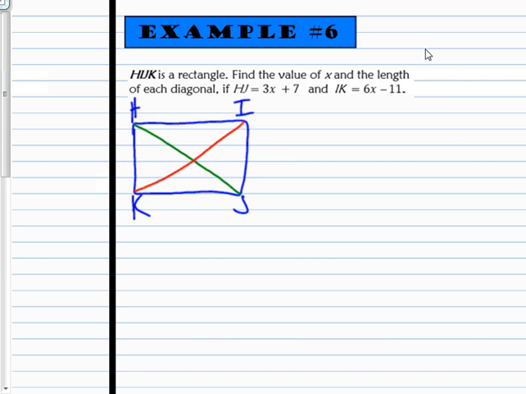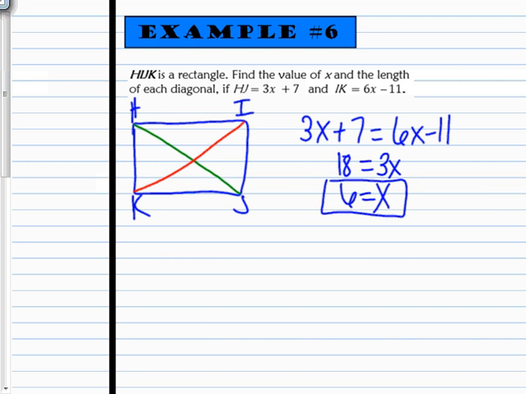What do we know about the diagonals of rectangles? They are congruent to each other. That's right at the beginning of your notes, the second bullet point under rectangle. So set this problem up to be congruent to each other. 3x plus 7 equals 6x minus 11. Please go ahead and solve for x. Pause the video, solve for x. Okay, solving for x, you should have gotten 6.